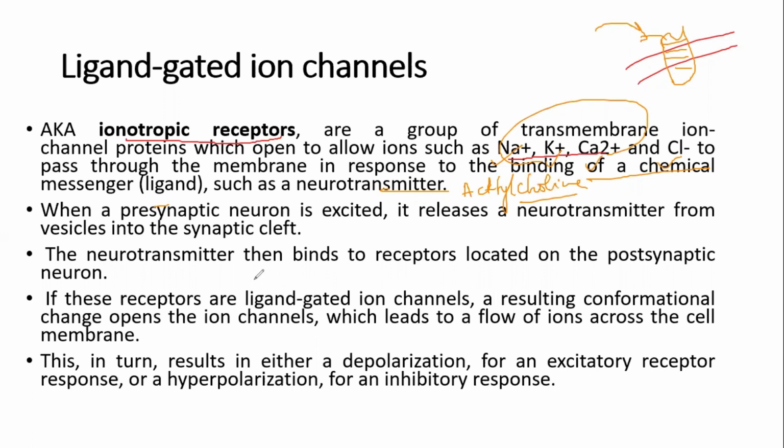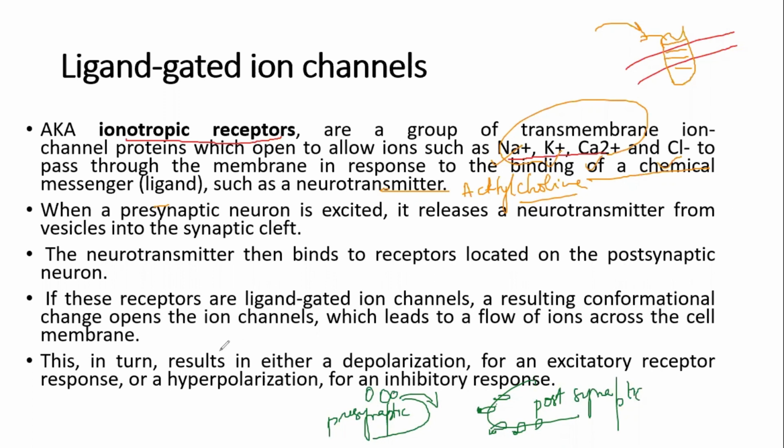Now, when a presynaptic neuron is excited, it releases neurotransmitter from vesicles into the synaptic cleft. Yesterday I was explaining, if you have a presynaptic neuron over here, and here you have the postsynaptic neuron, and in between you have the synapse. From the vesicles, the neurotransmitters are released. These neurotransmitters go and bind to these ligand gated channels. For example, acetylcholine binds to the acetylcholine receptors here. The neurotransmitter binds to the receptors located on the postsynaptic neuron. When these receptors are ligand-gated ion channels, they undergo a conformational change, which opens the ion channel.